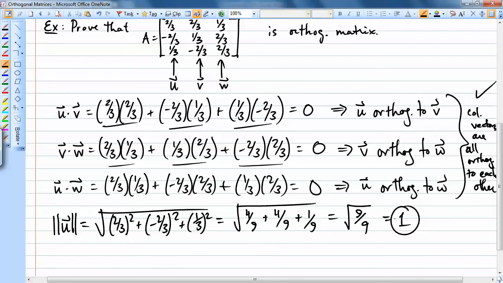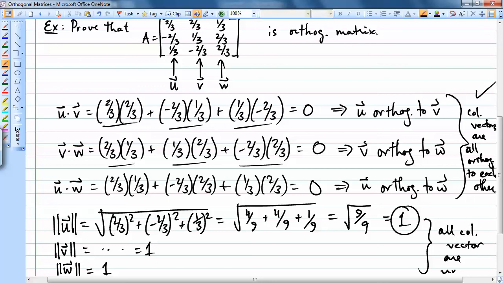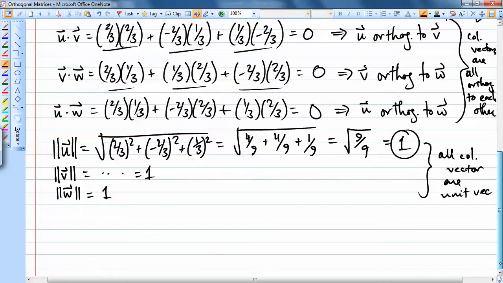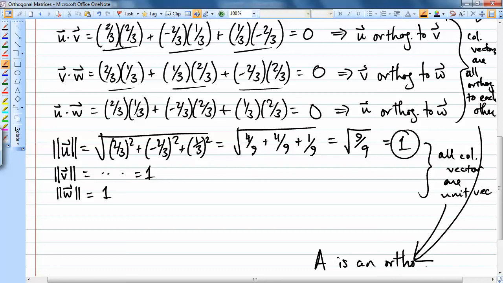So that's good. And you can do the same thing. I'm not going to work all these out, but if you work this out, you're going to get 1 for that one, and then you're going to get 1 for W also. So this says all column vectors are unit vectors. And since we have this property and this property, we can say A is an orthogonal matrix.